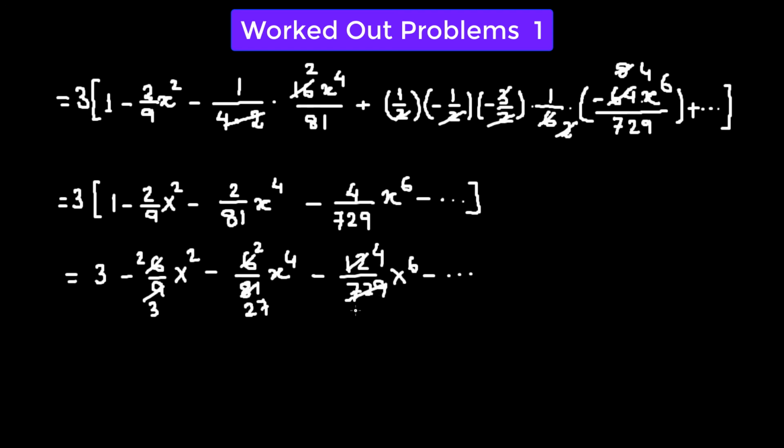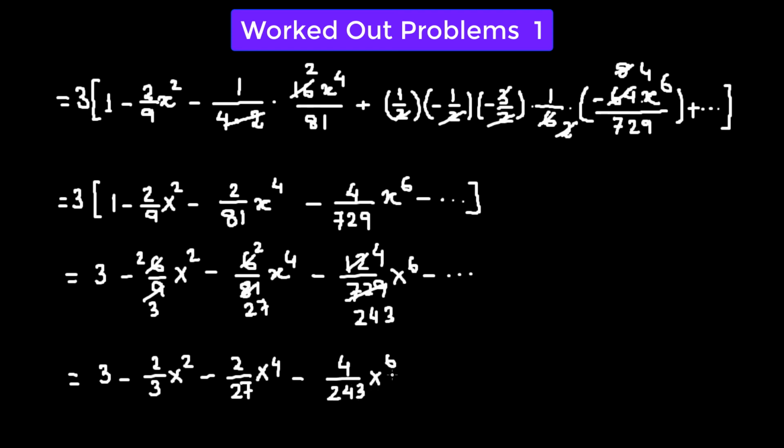And we have 3, 6, 4, 3, 243. So the final one will be 3 minus 2 over 3 x squared minus 2 over 27 x raised to the power 4 minus 4 divided by 243 x raised to the power 6 minus the remaining terms. So these are the four terms.